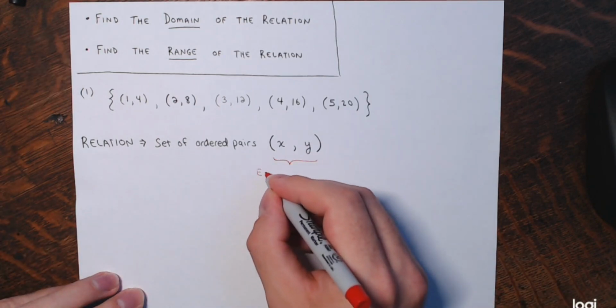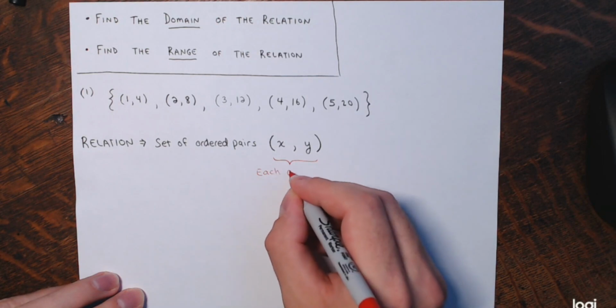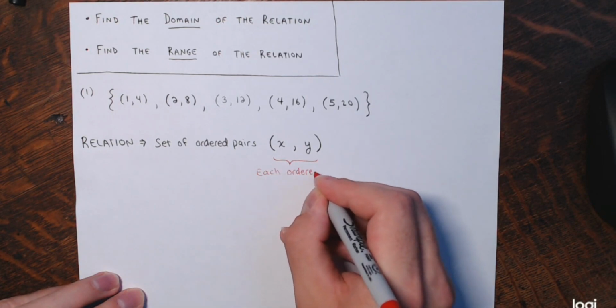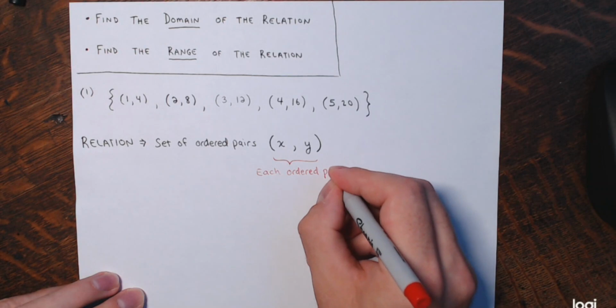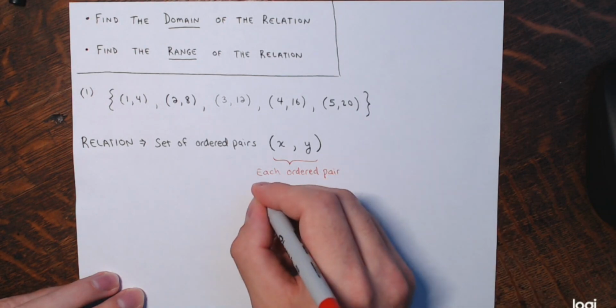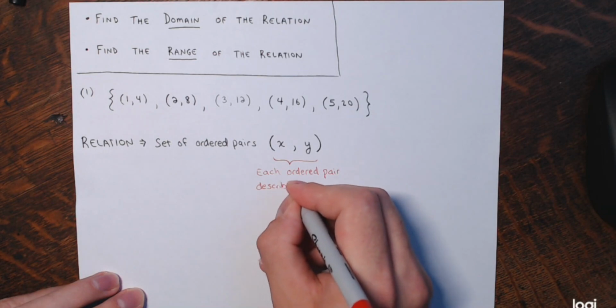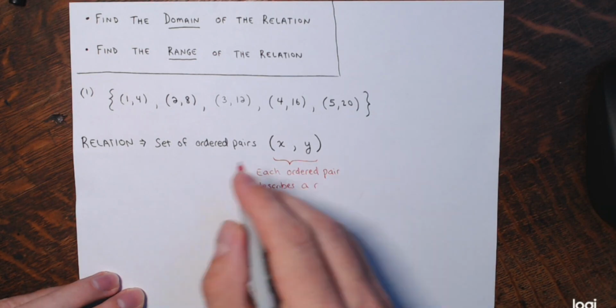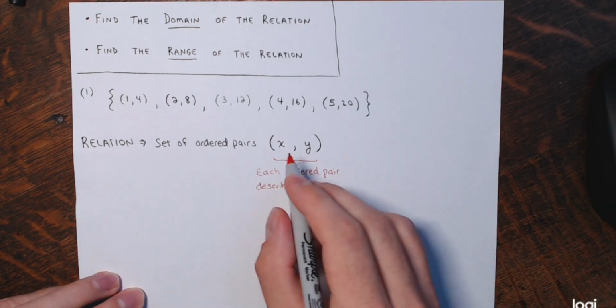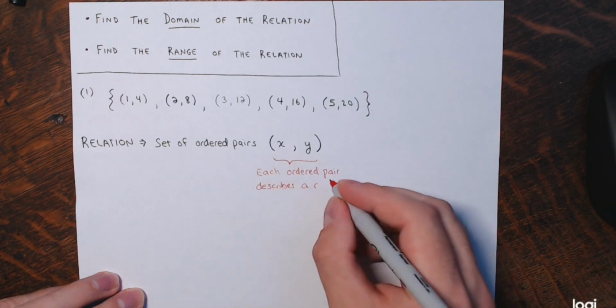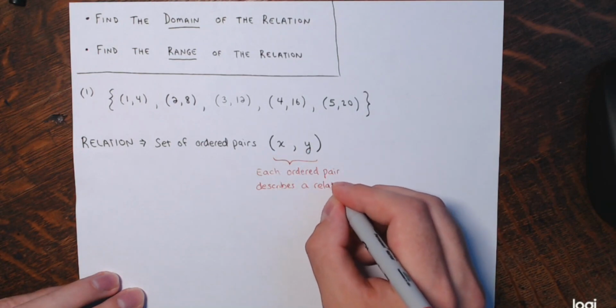Each ordered pair describes a relationship. Thus the word relation. How is one value related to another?